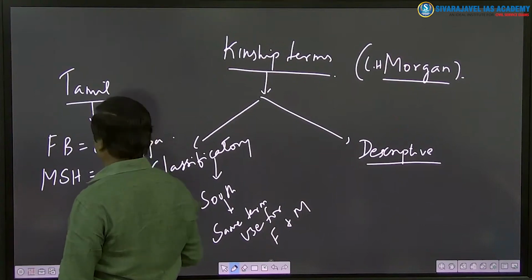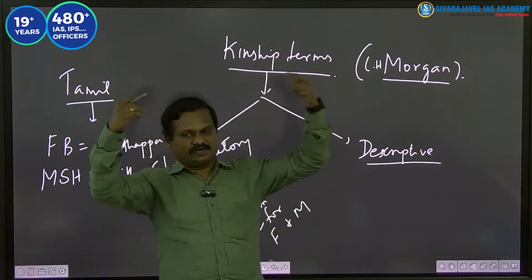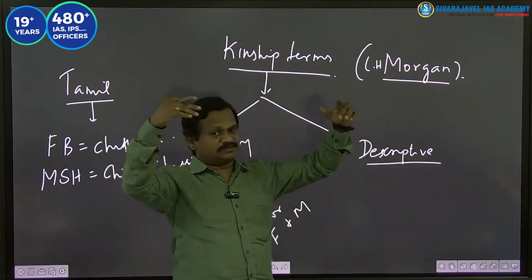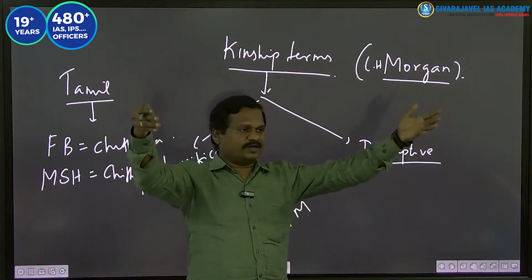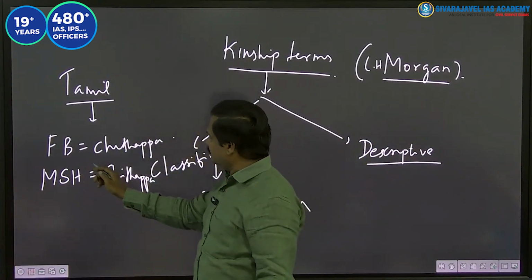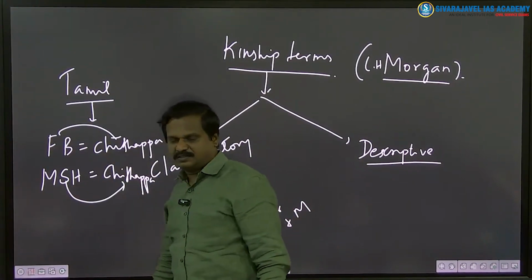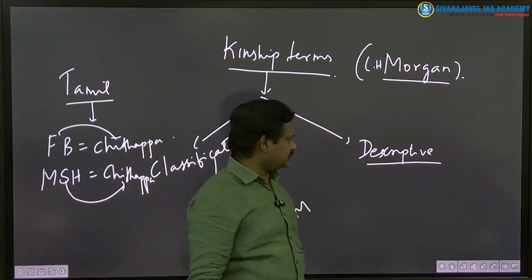Depends. If he is of younger age compared to your father, he is called Chittappa. If he is older than your father, he is called Periyappa. Periya means older than your father. Chittappa means younger than your father. So the same term, father side relative is Chittappa, mother side relative is also Chittappa. This is called classificatory kinship system.